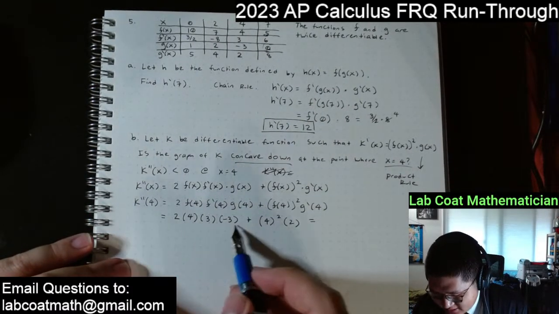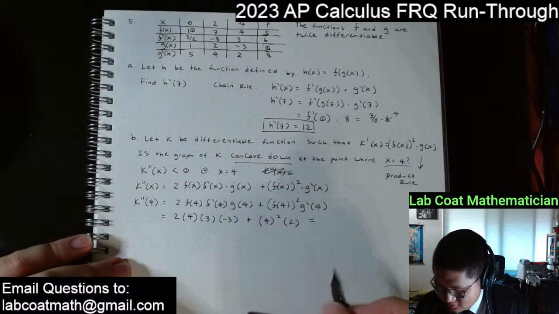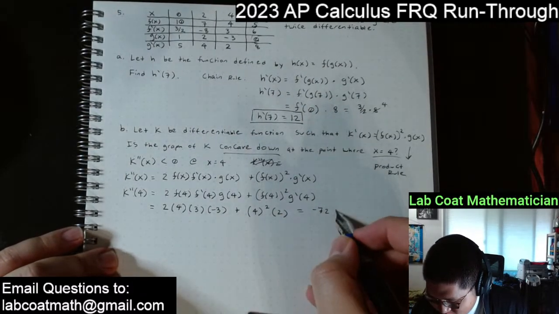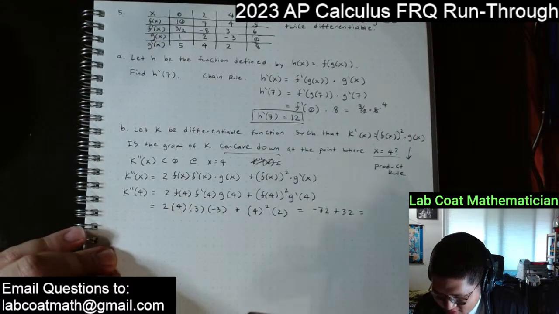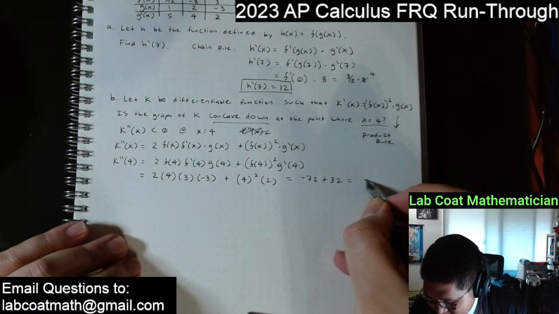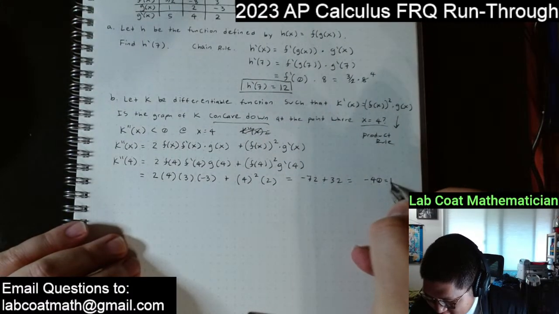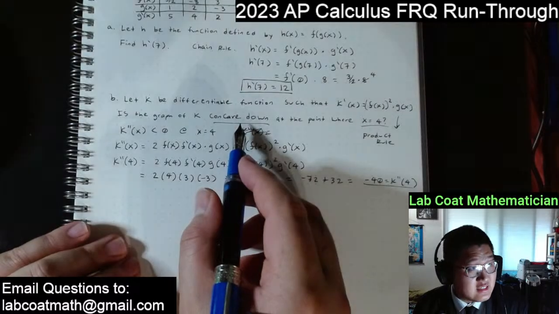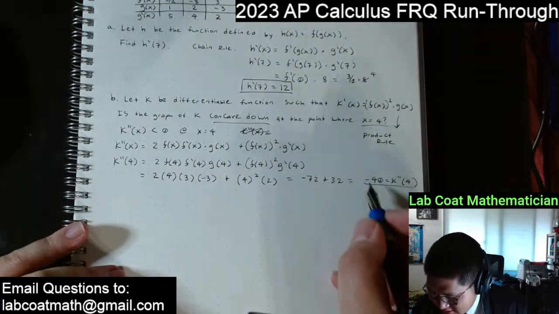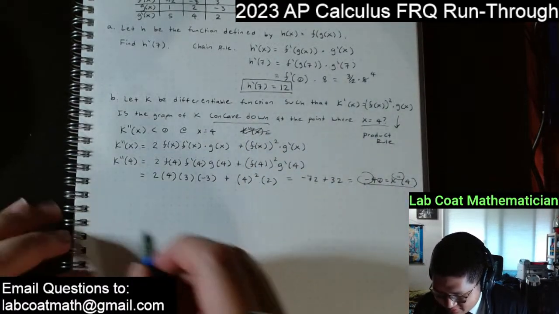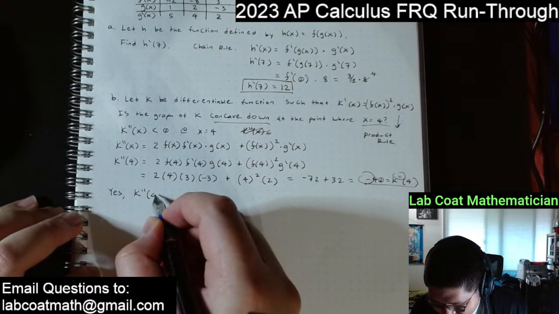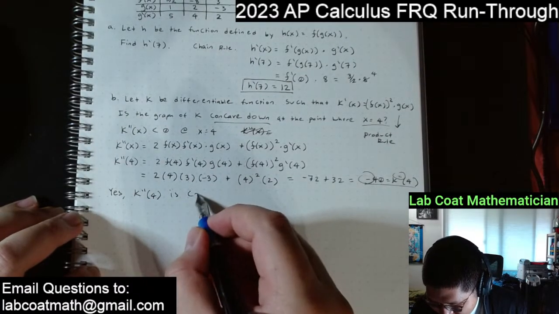So we have 8 times a negative 9, those two multiplied together. It's going to be a negative 72. And 16 times 2 will be a positive 32. Okay, this ends up with a result of negative 40, which is k double prime at positive 4. All right, they're asking, is it concave down at x equal to 4? And because it is indeed negative on the second derivative, we can confirm that yes, k double prime of 4 is concave down.